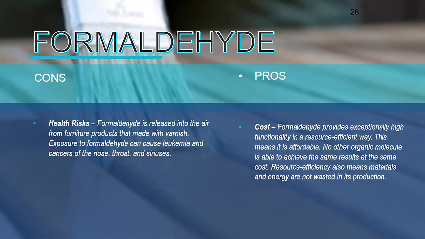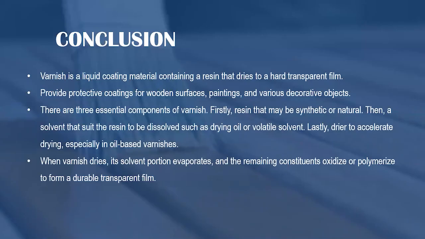Okay, next, the conclusion of this presentation. To summarize, varnish is a liquid coating material containing a resin that dries to a hard transparent film. Varnish also provides a protective coating for our wooden surfaces, furniture, and many decorative objects. In varnish, there are three essential components. Firstly, the resins. The resin could be synthetic or natural.